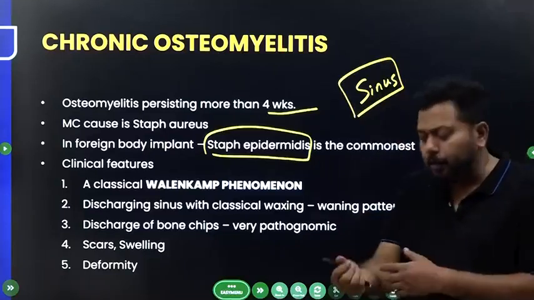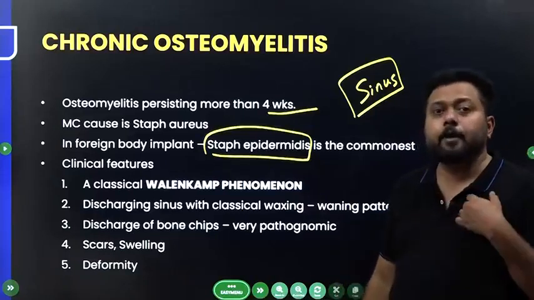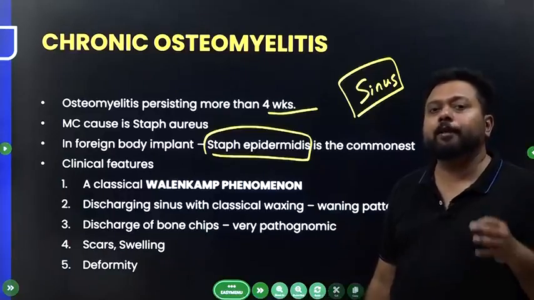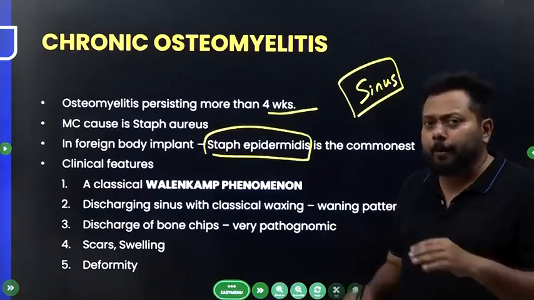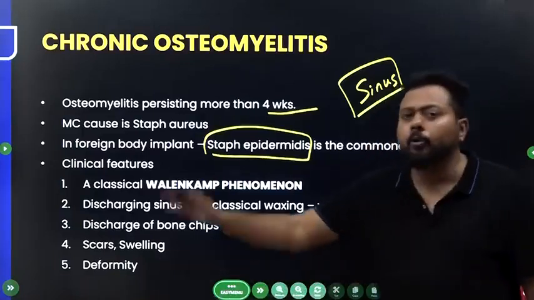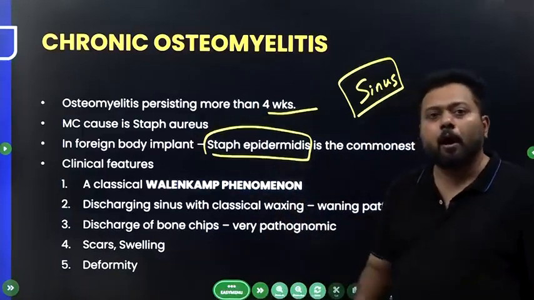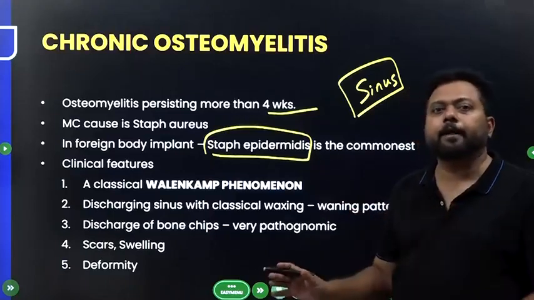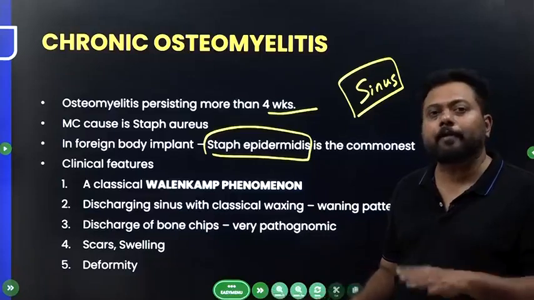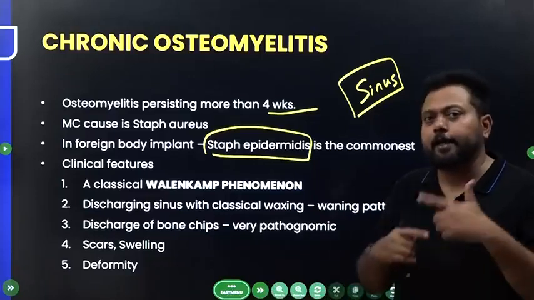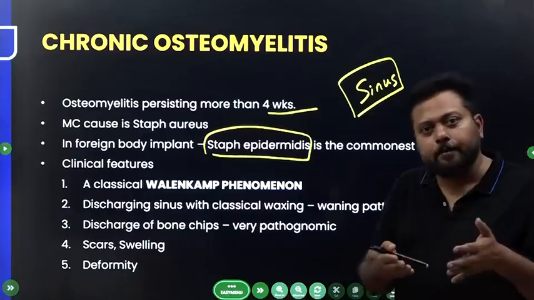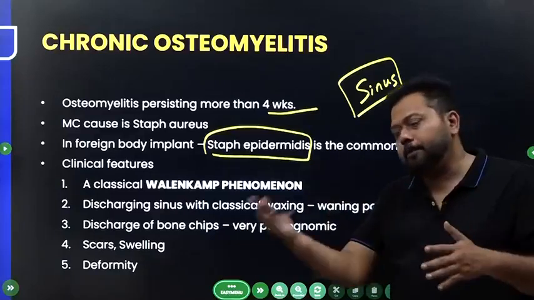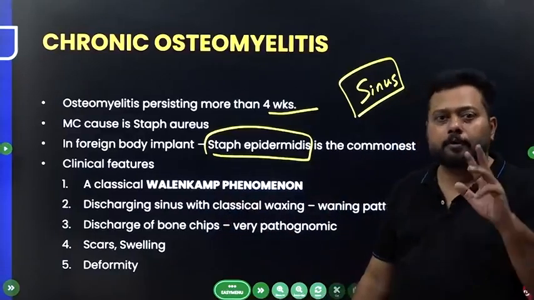What happens? Pus gets accumulated inside the bone, the metaphysis. Patient will develop all toxic symptoms. Toxic symptoms mean severe pain, swelling, fever. Once the skin breaks and pus gets drained out, all the toxic symptoms come down and it will go for a temporary healing even without treatment. That is called Wallenkamp phenomenon. So it's a cyclical phenomenon. After some time again pus starts accumulating, patient will develop toxic symptoms, skin breaks open, pus drains out, symptoms improve. This is called the cycle.